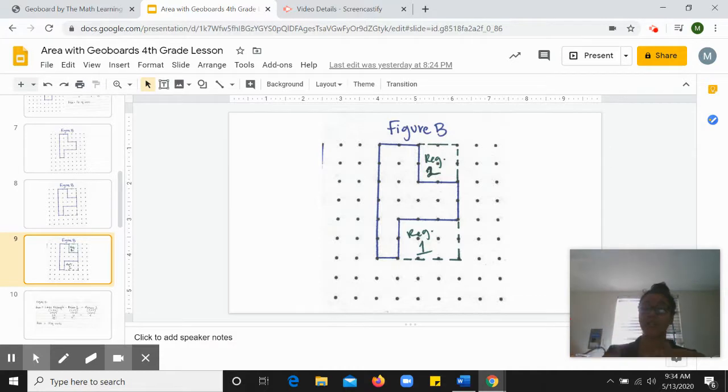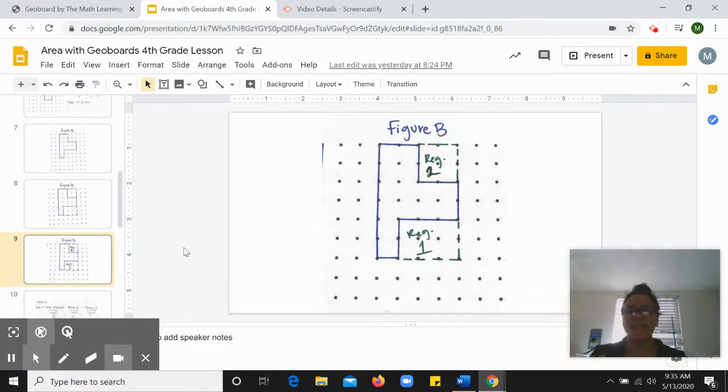So what we're going to do here is find the area of the large rectangle. Then we're going to subtract what we don't need. What we don't need here is those two regions because they're not part of the original figure. And we're trying to find the area of the original figure.